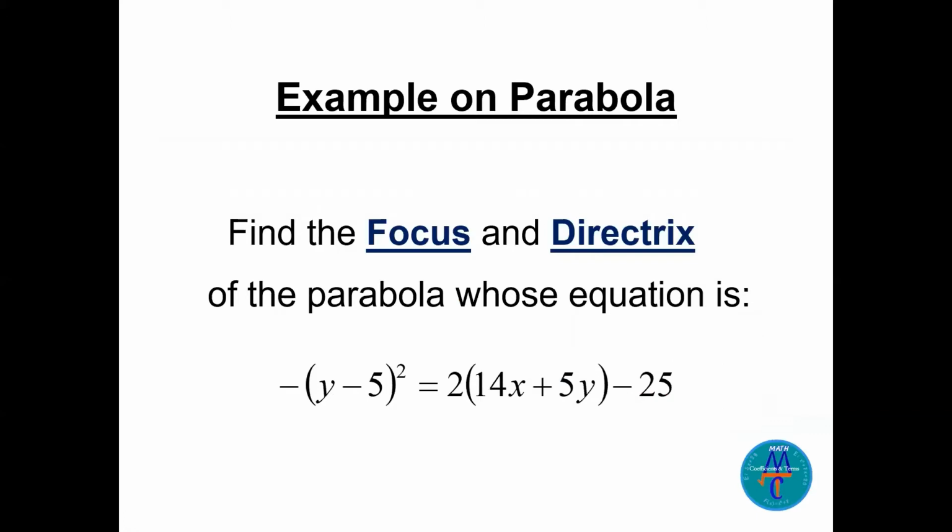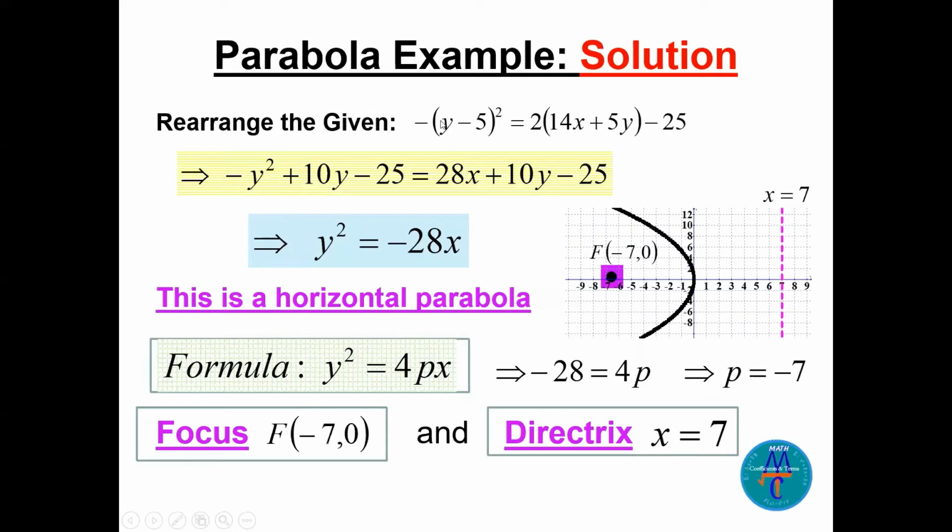Now find the focus and directrix of the parabola whose equation is given here: (y - 5)^2 = 14x + 5y - 25. This parabola is from lecture number 37 of the pre-calculus course. We have to rearrange this equation. You know how to rearrange it. Expand (y - 5)^2: y squared minus 10y plus 25. Multiply by 2 times 14, and after you rearrange completely, you get y squared equals minus 28x.